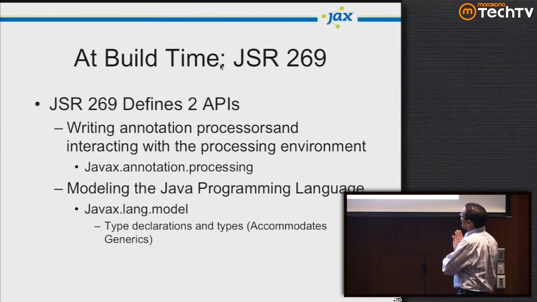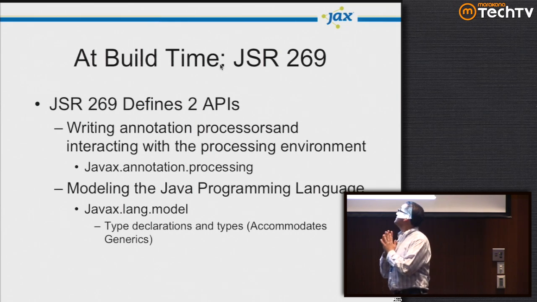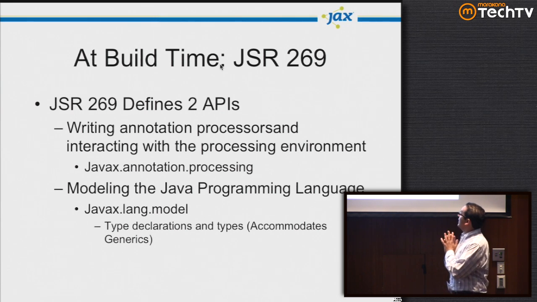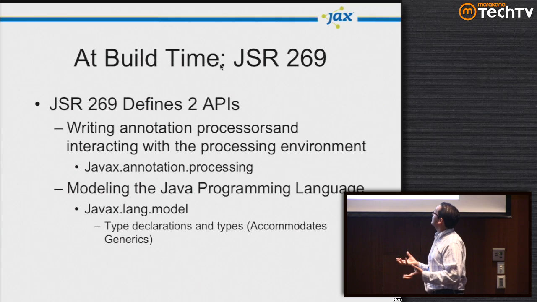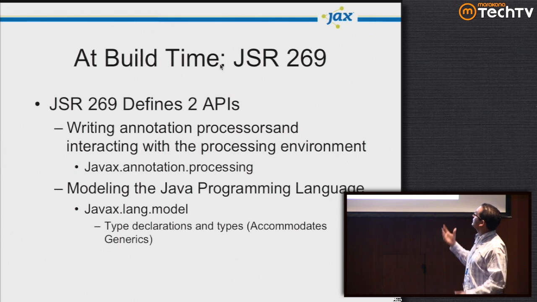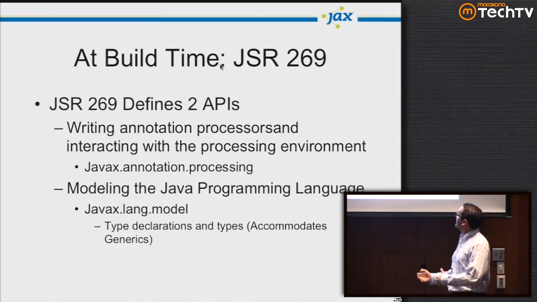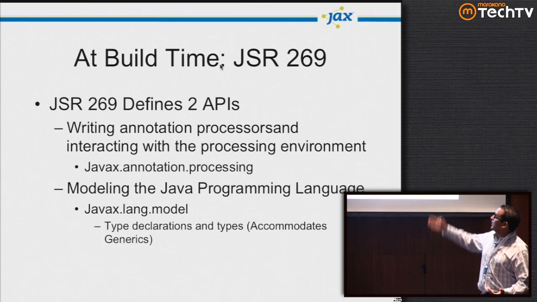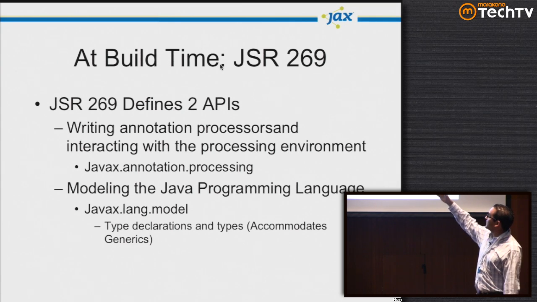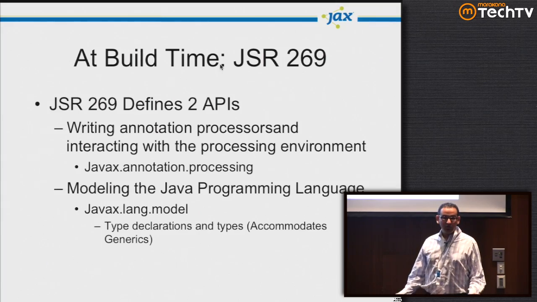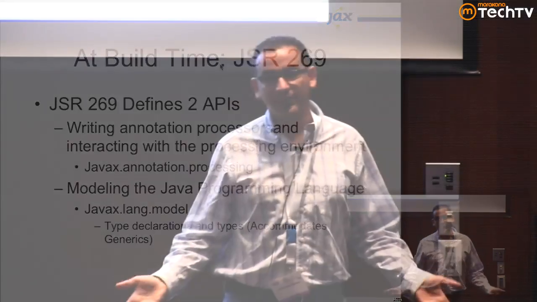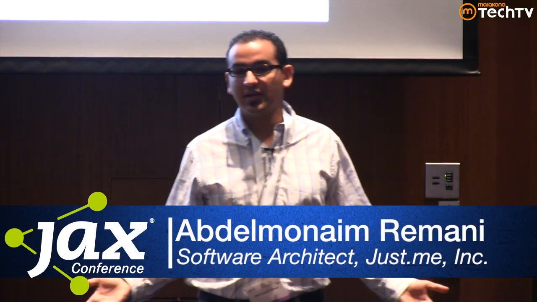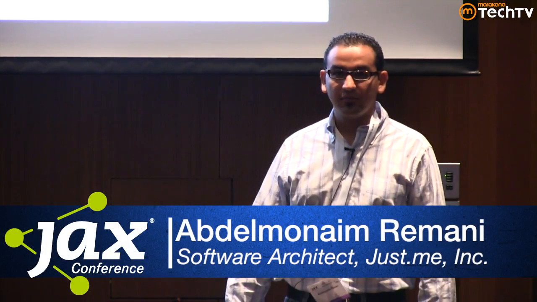So JSR 269, to drill into the details, has two parts. One of them is the part that lets you write the actual annotation processors and interact with the processing environment, which is defined in the package javax.annotation.processing, because you don't have System.out yet. I mean, System.out.println is something that exists at runtime. It's literally a class that's part of the JDK that is available at runtime.